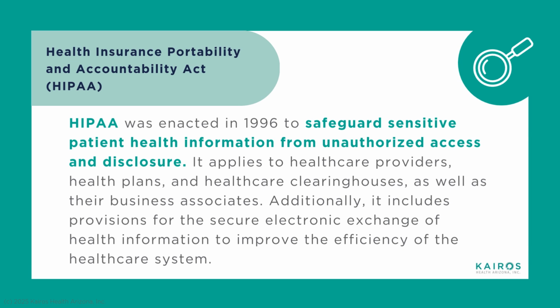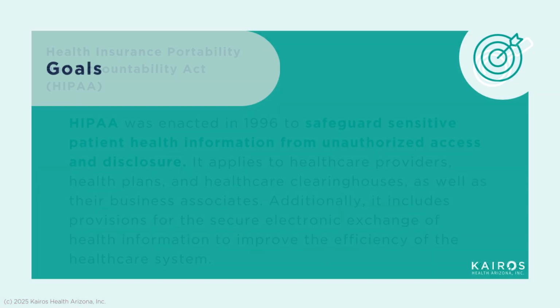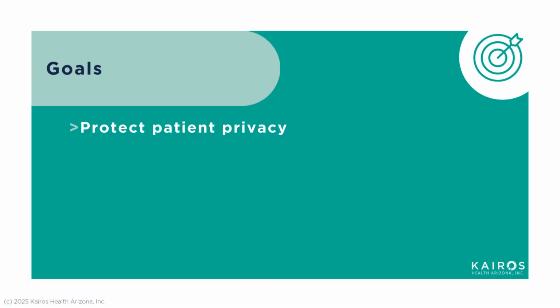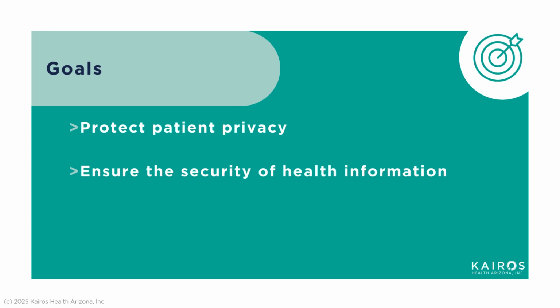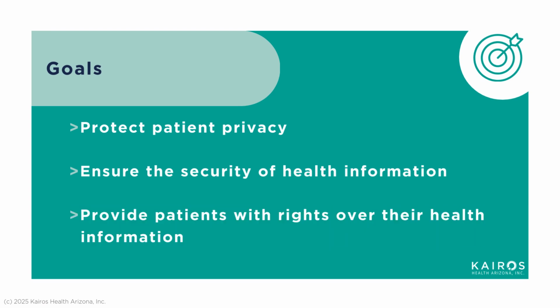HIPAA was enacted in 1996 to safeguard sensitive patient health information from unauthorized access and disclosure. It applies to healthcare providers, health plans, and healthcare clearinghouses, as well as their business associates. Additionally, it includes provisions for the secure electronic exchange of health information to improve the efficiency of the healthcare system. The primary goals of HIPAA are to protect patient privacy, ensure the security of health information, and provide patients with rights over their health information.